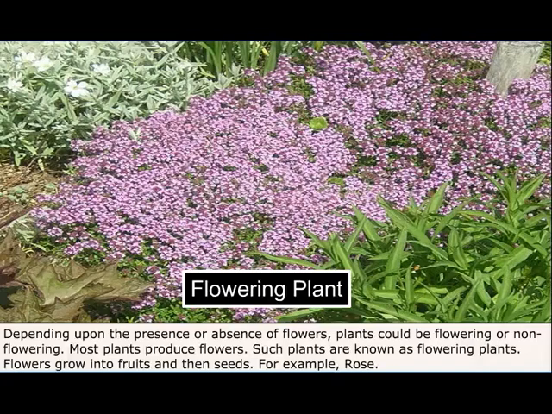Depending upon the presence or absence of flowers, plants could be flowering or non-flowering. Most plants produce flowers. Such plants are known as flowering plants. Flowers grow into fruits and then seeds. For example, rose.